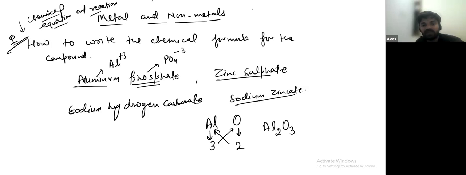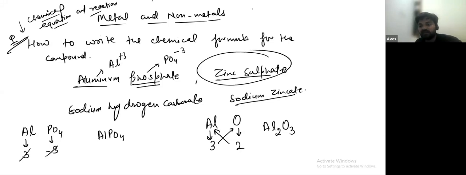PO4 -3. So both of them are going to have +3 and -3. When both of them have the same charge in plus and minus, they simply cancel. Nothing is going to cross multiply, and you will be able to write AlPO4. Got it? Got it? And similarly for the zincate ion.